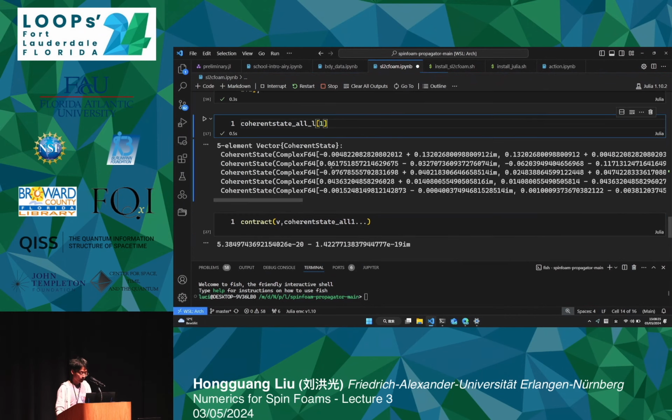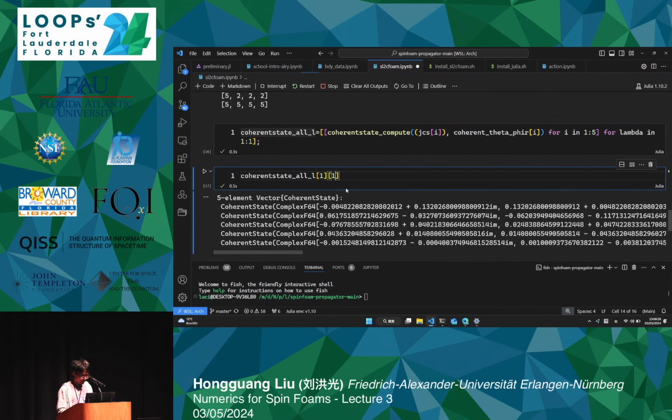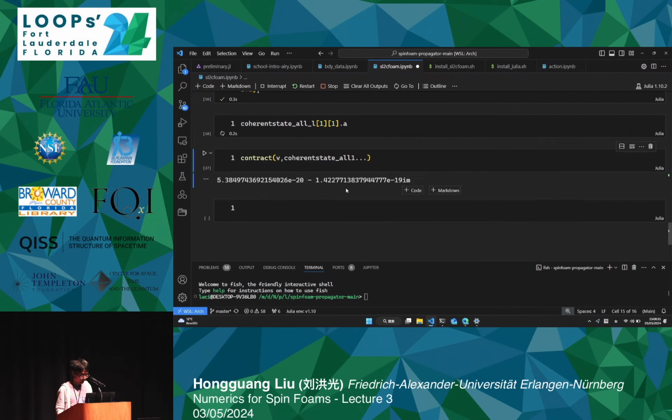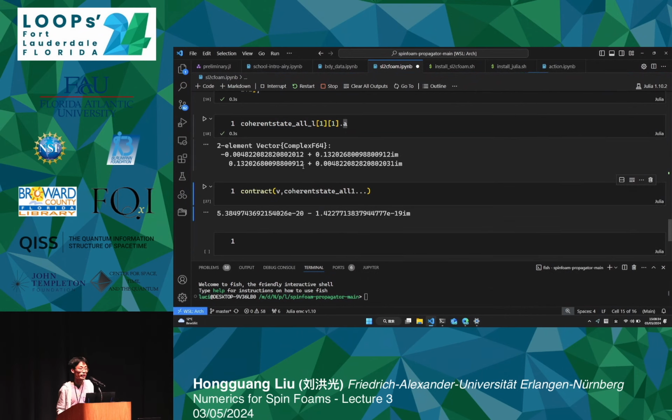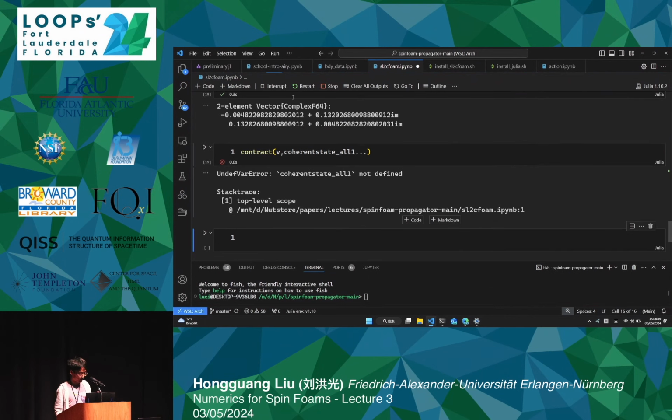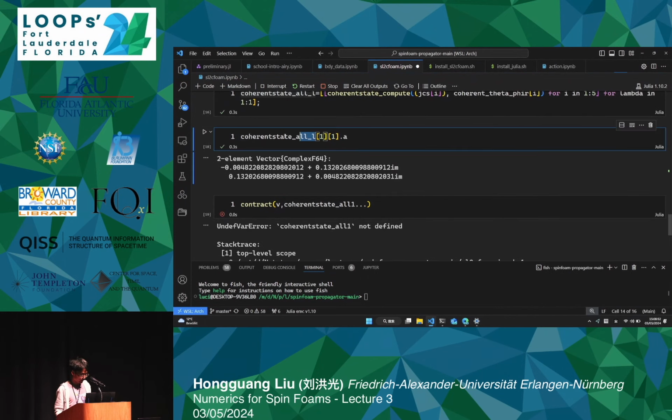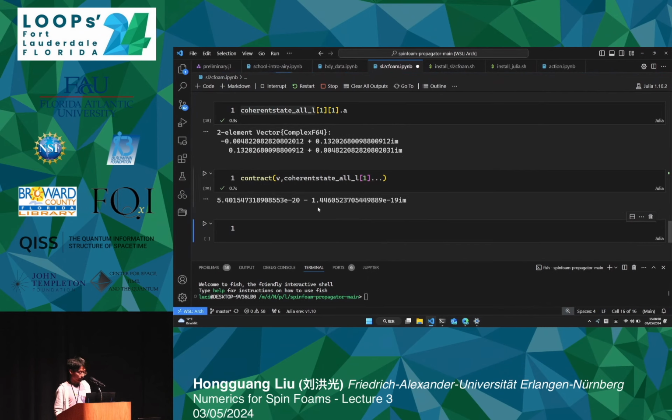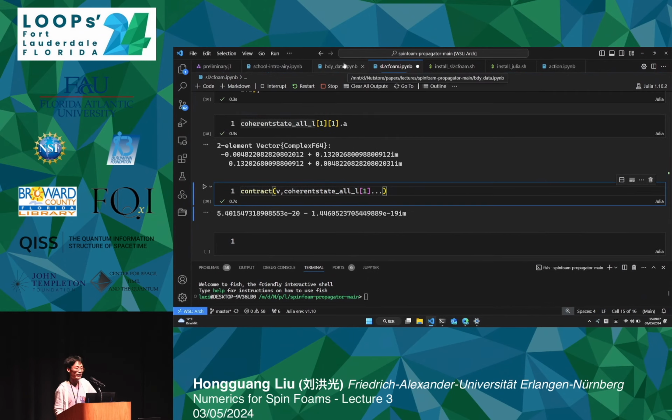So this is the first tetrahedron, and because it's a 2D internal space, this is basically how the coherent state is expanded on the 2D internal space. This is the coupling, the expansion parameter. And then when you contract it with the vertex amplitude, it gives you the final amplitude. And you can try with more complicated graphs, with other boundary data, if you want, just use this tool.